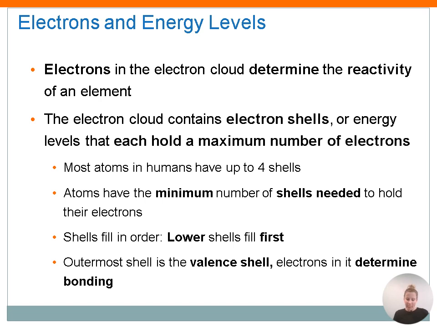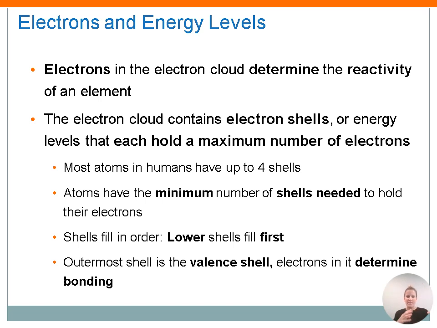So again, bear with me. Those electrons exist in shells, right? Or you can think of them kind of like floors, right? And each floor holds a maximum number of electrons. Now, atoms have the minimum number of shells needed to hold their electrons, right? So what I mean by this is there are no empty shells. So if an atom has 1 electron, it's only going to have 1 shell, right? It's not going to have empty shells. It only has the number of shells that it needs.